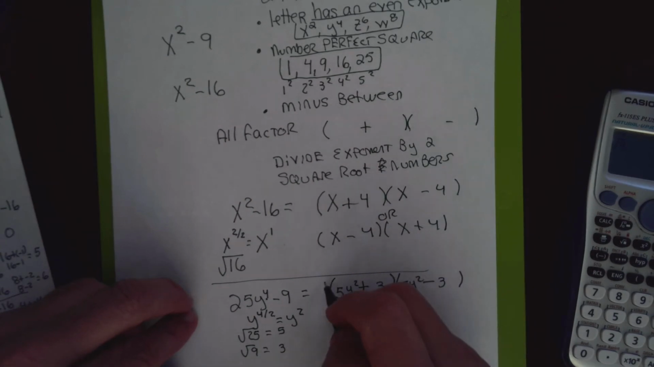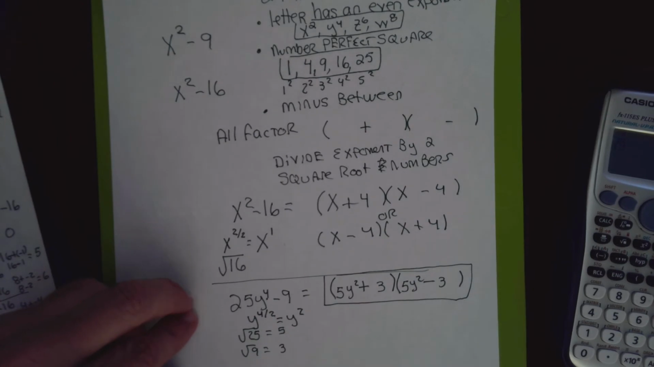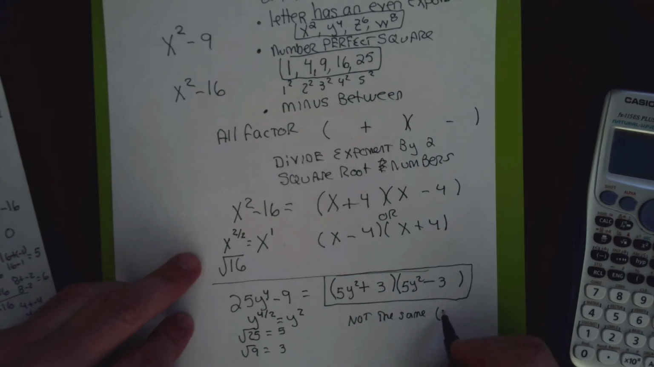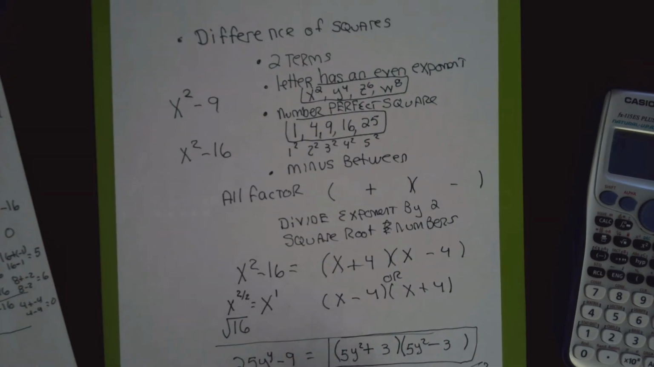So this problem, 25y to the 4th minus 9, is going to factor into 5y squared plus 3 and 5y squared minus 3. That's not the same as 5y squared plus 3 squared. That would be a wrong answer, specifically because to write an exponent of 2, you have to have two identical factors.